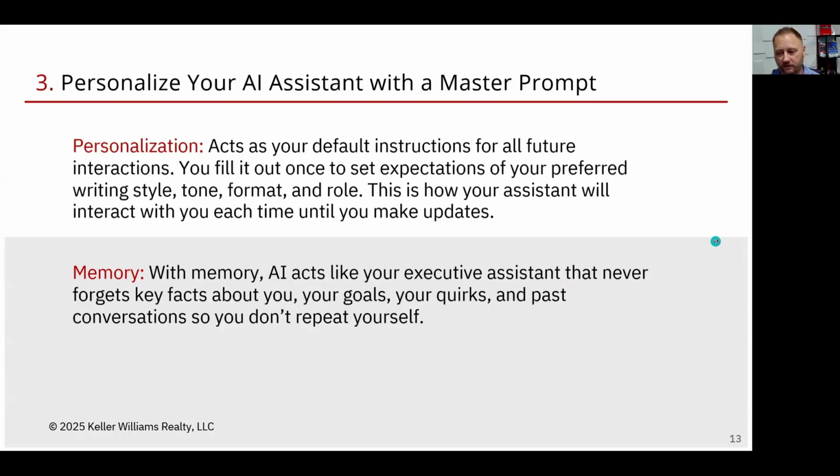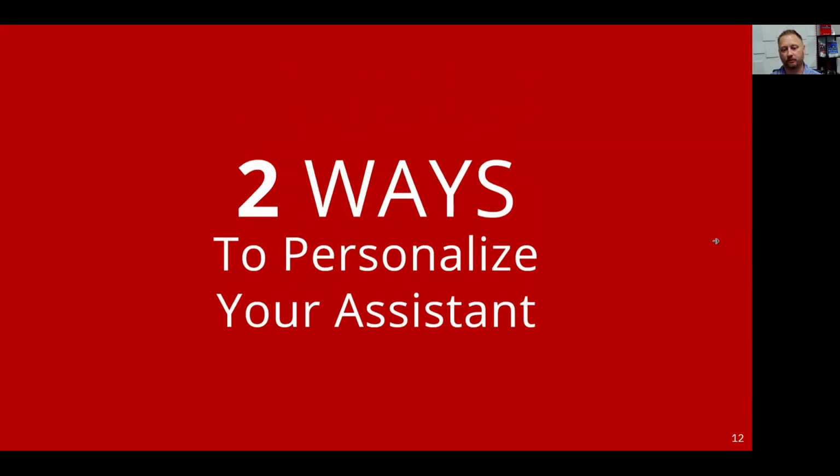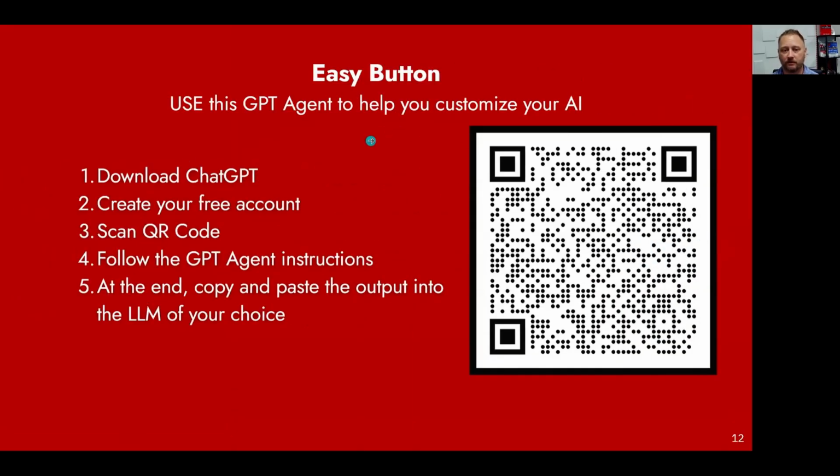This personal assistant, I'm going to give you 2 ways that you're going to be able to personalize it, okay? I'm going to give you the easy button, which is you can use this GPT agent. So you can scan this QR code now. When you scan this QR code, you're going to first make sure you've downloaded ChatGPT onto your phone or any other device that you might have so that you can use this GPT. And once you scan this QR code, you'll be able to follow the instructions on there. It's going to ask you some questions.